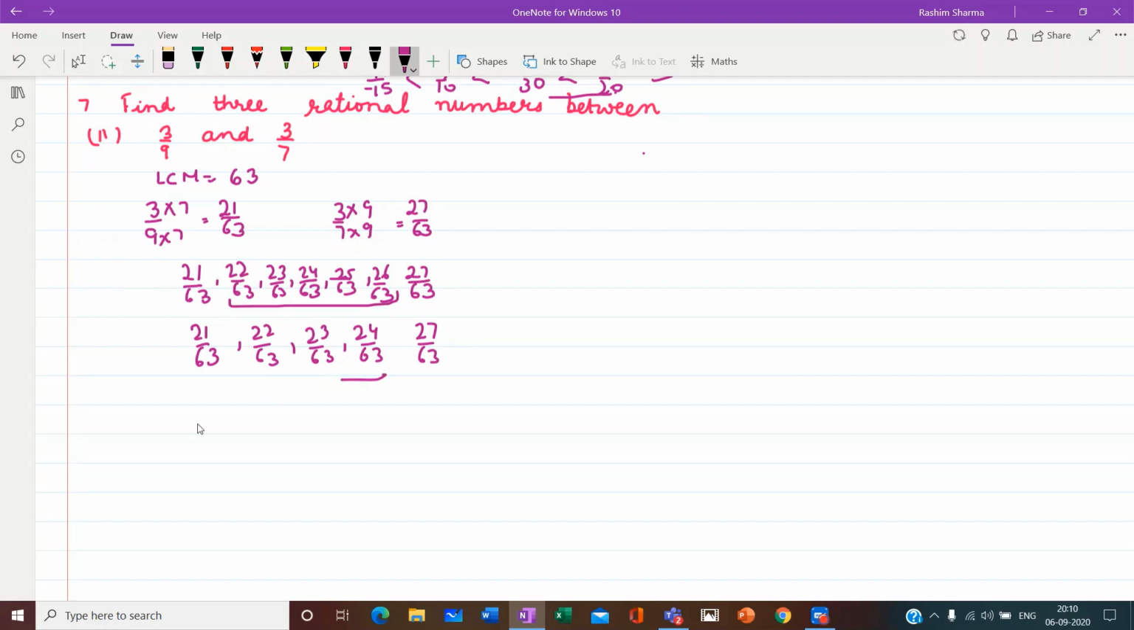Alright, now we can reduce them to lowest forms. Here it is 3 on 9. Now these are not divisible by any other number, so we will write them as it is. And the last is 3 on 7. So these 3 are the rational numbers in between 3 on 9 and 3 on 7.